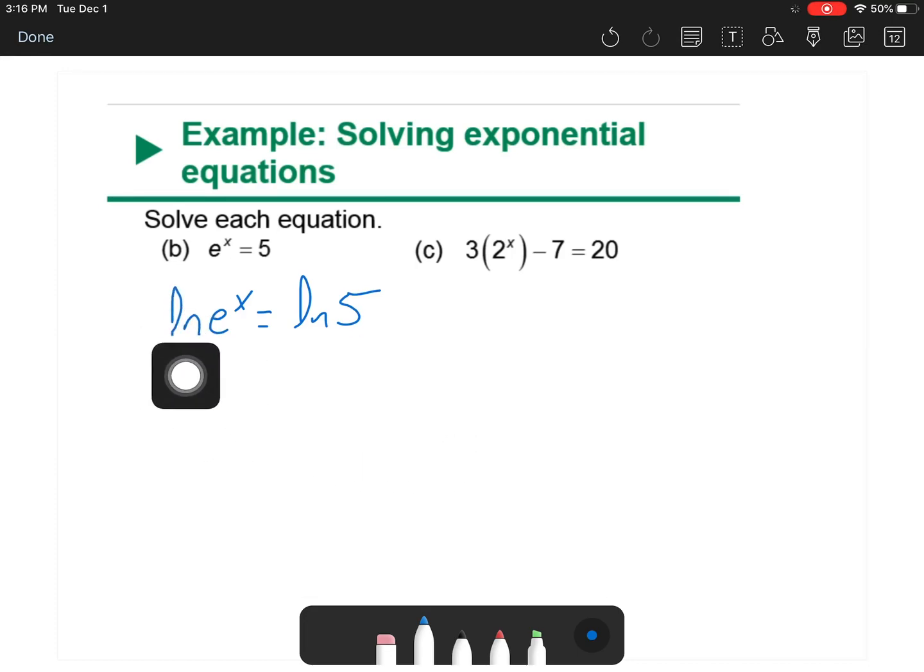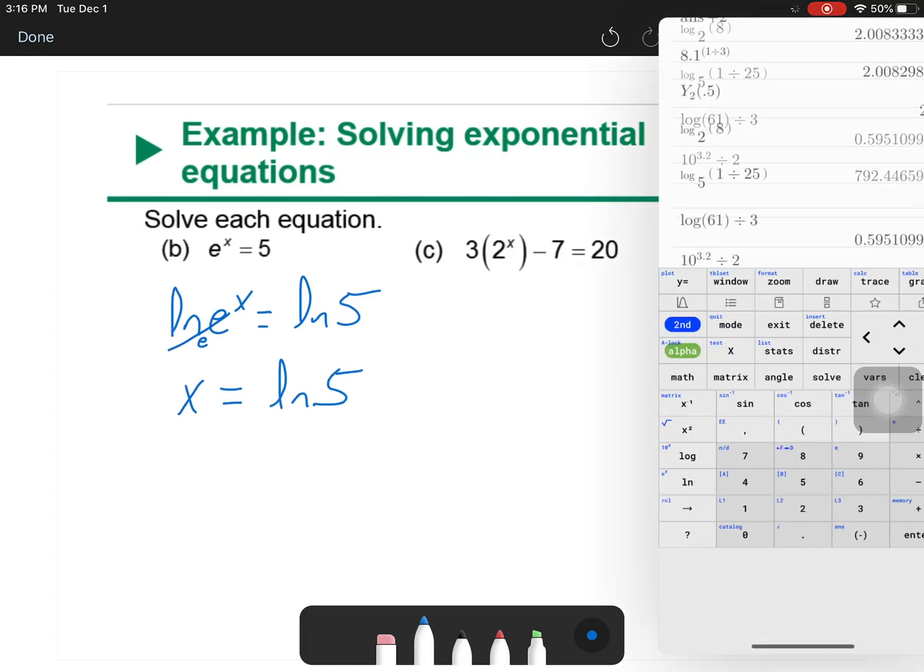You can take the log of both sides as long as it's the log with the same base. We're going to do an ln, which is base e. So that means, again, that's base e, so these guys cancel each other out. Now I'm just left with x on that side. So ln of 5 is really my answer.